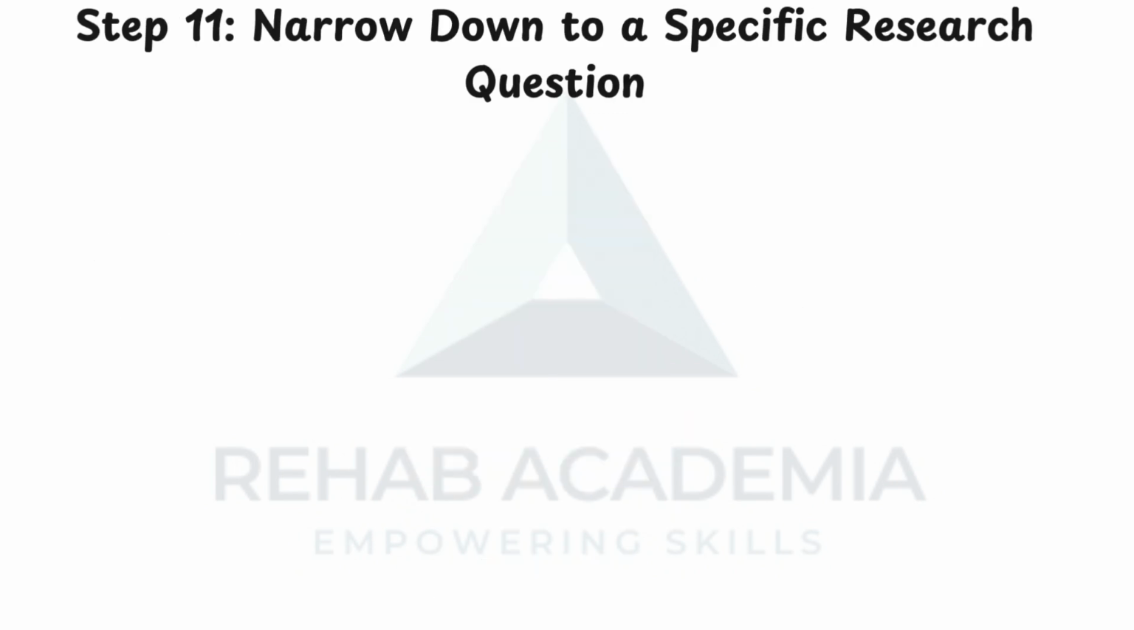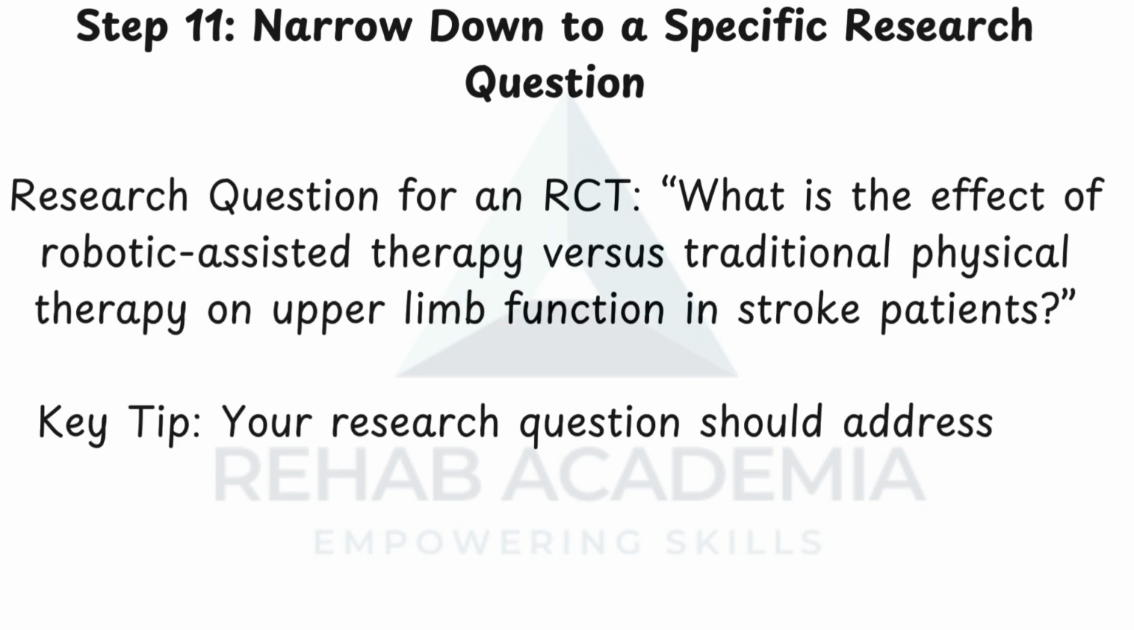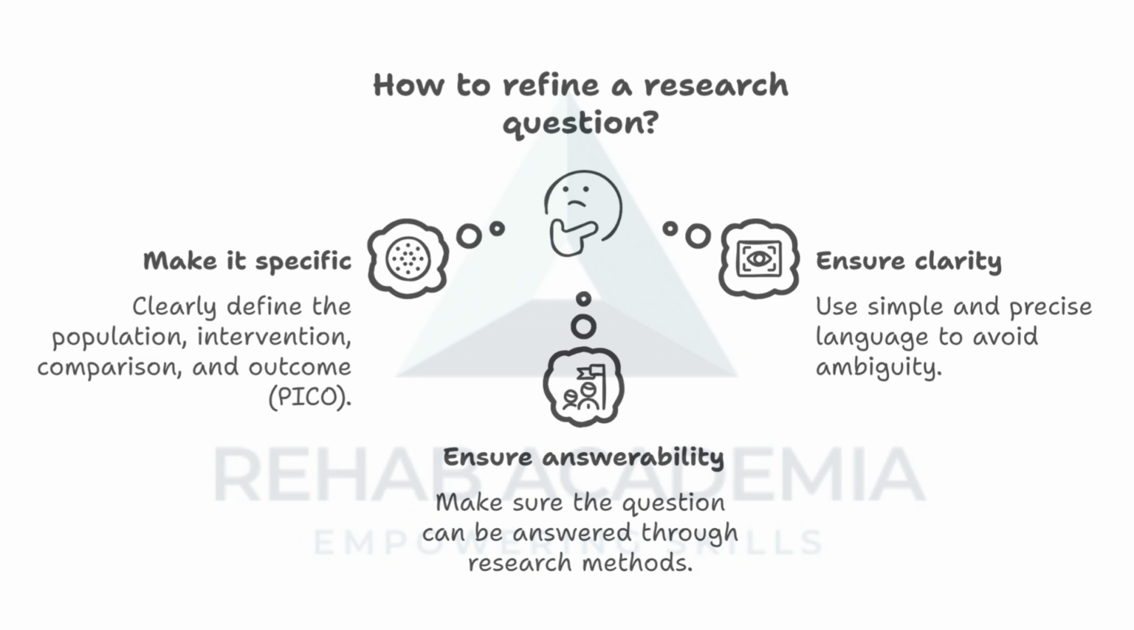Based on your literature search, refine your research question. For example, you might ask, what is the effect of robotic-assisted therapy versus traditional physical therapy on upper limb function in stroke patients? Ensure your question is clear, specific, and answerable.